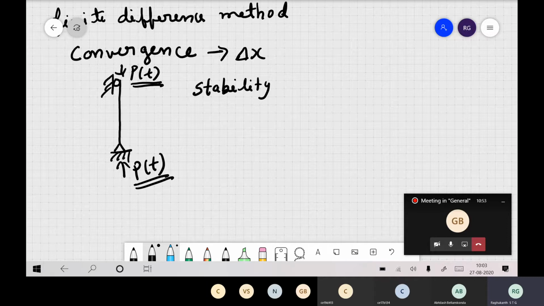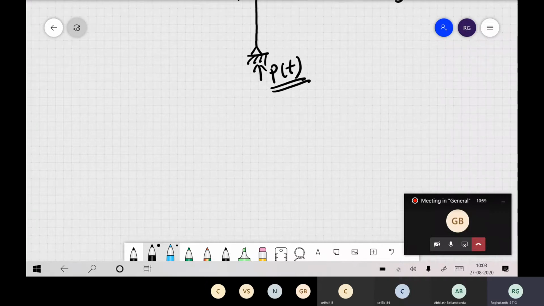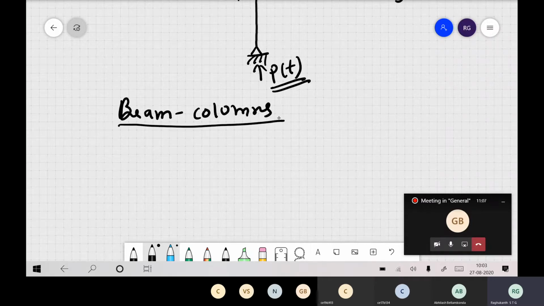So right now this much is sufficient as a finite difference introduction for buckling. So now let us go to these beam columns. This already we have seen previously, but let us see it in great detail. See why beam columns are very important in buckling.